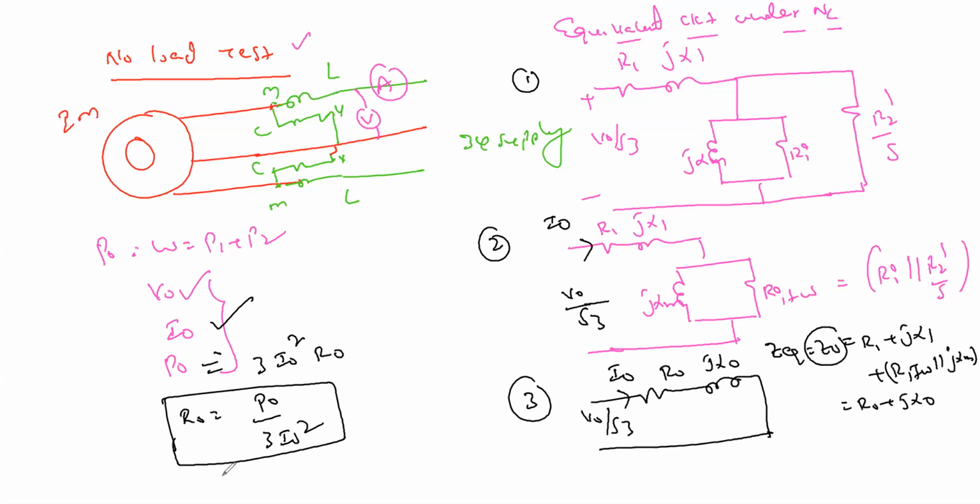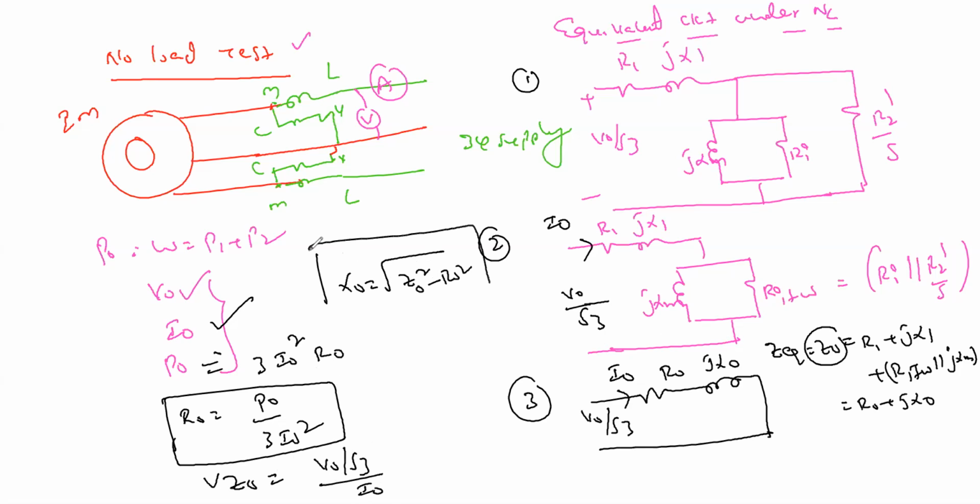Then Z0. I can obtain Z0 as V0 by root 3 and I0. You will get Z0. X0 is needed. X0 is root of Z0 square minus R0 square. So what we have obtained here now, by knowing these three values V0, I0, P0, we found R0 and X0. But what are R0, X0 here? R0, X0 are not the actual values of the induction motor. The actual values of the induction motor are R1, X1, XM, RFW.